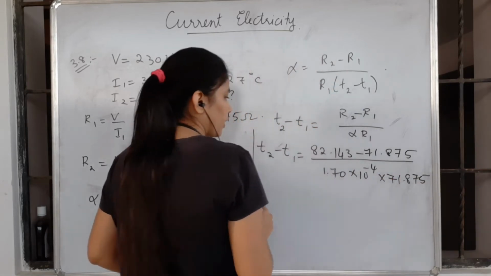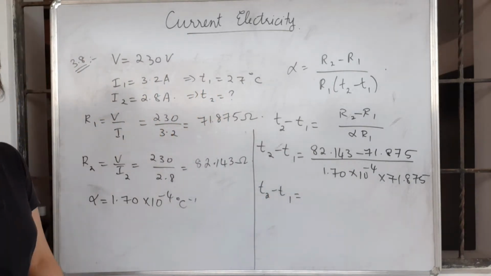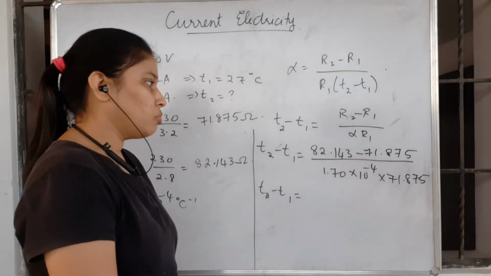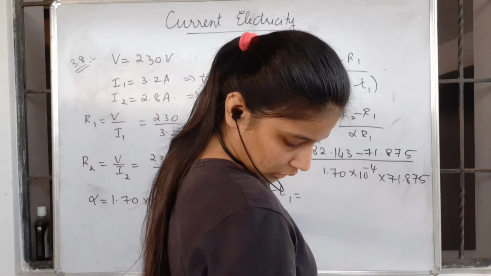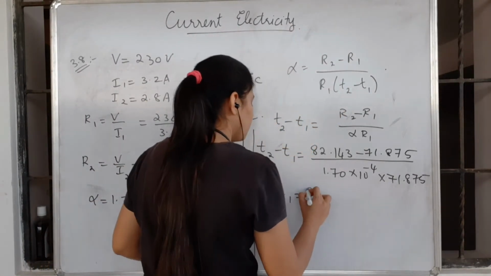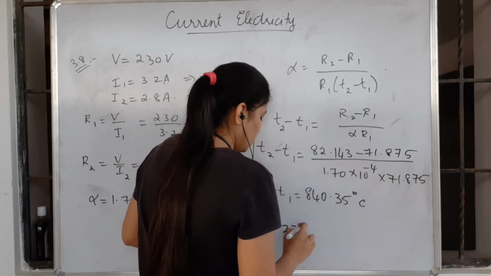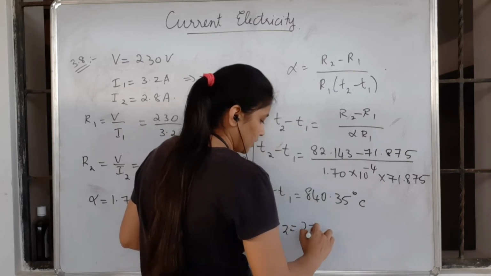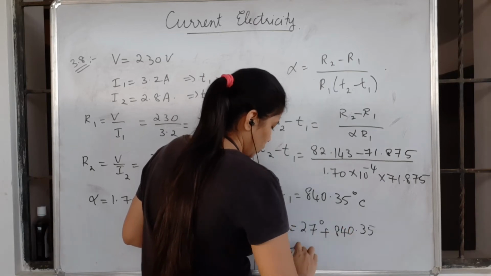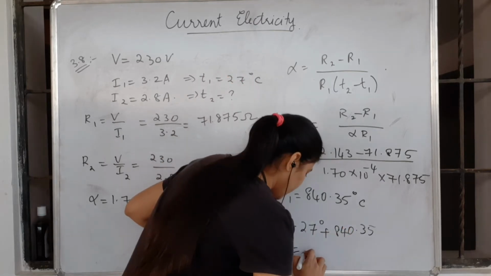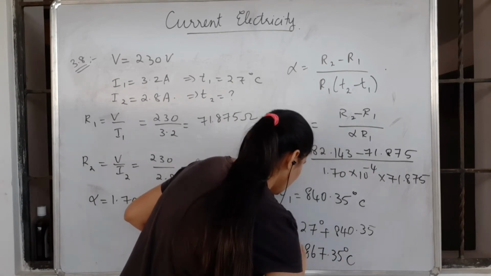If you calculate, you definitely have to use logbook for this. If you use logbook, you will get the answer pretty quickly. So T2 minus T1 is equal to 840.35 degree Celsius. So what is T2? T2 is T1 plus this, so that is 27 plus 840.35, which is equal to 867.35 degree Celsius. So T2 is this.